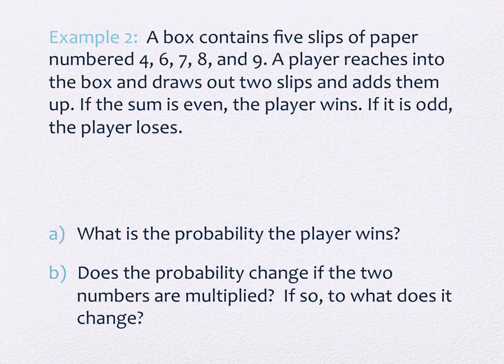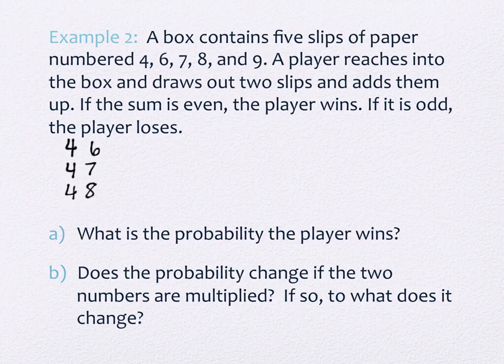So what I'd like for us to do is simply to write down all the different 2 slips of paper that could be drawn out. But we want to do this in an organized way so we don't duplicate anything and so that we don't miss anything. So I'm going to start with the number 4. And I can't do a 4 and a 4 because there's only one slip of paper with a 4 in it. So I could pick a 4 and a 6, or a 4 and a 7, or a 4 and a 8, or a 4 and a 9.